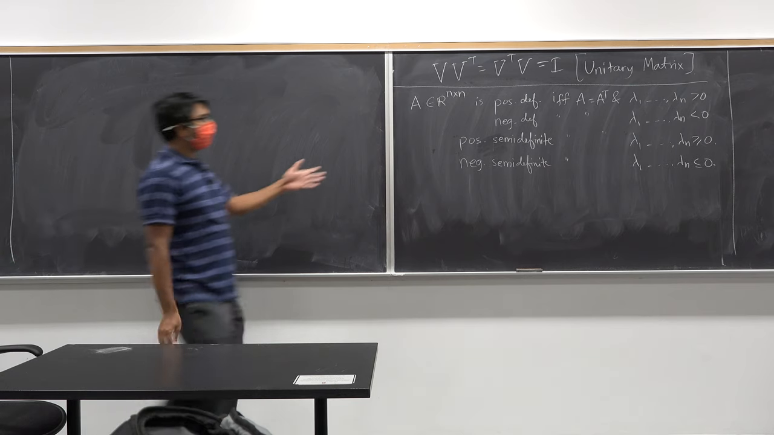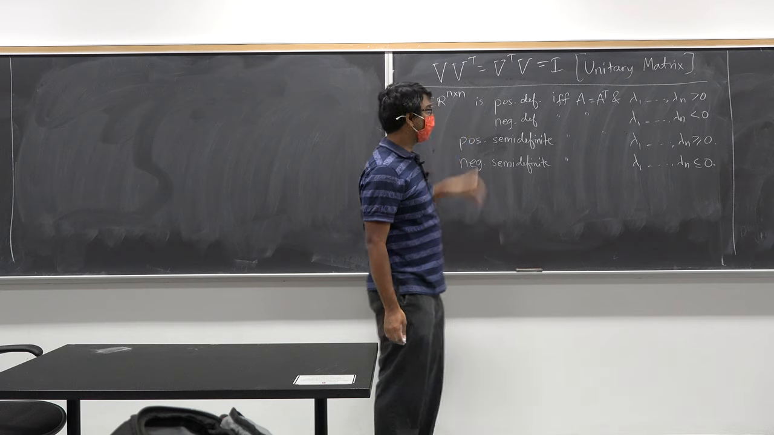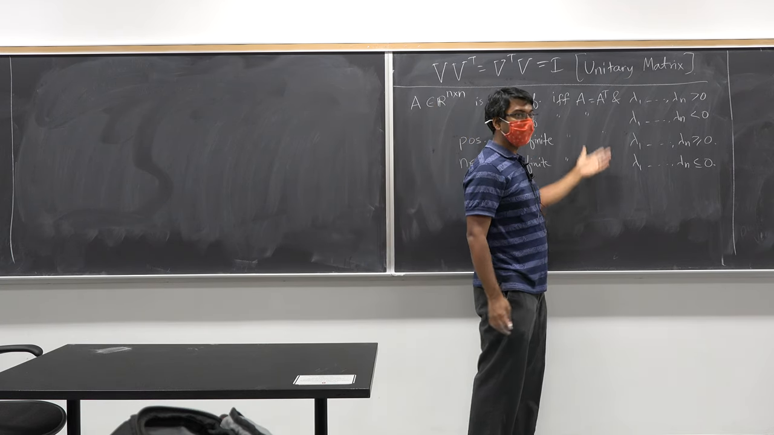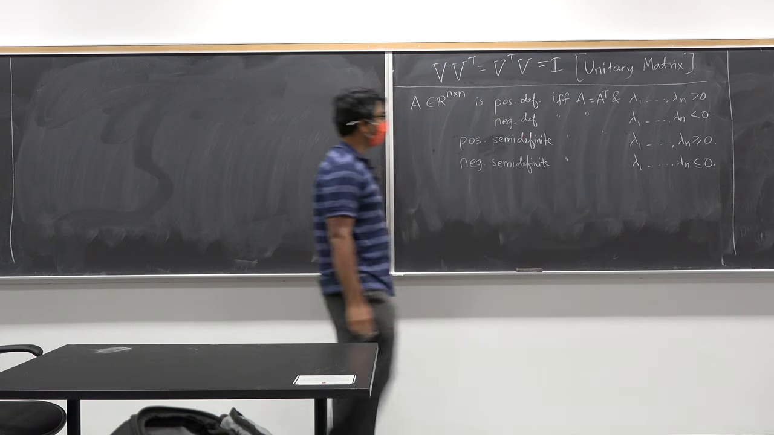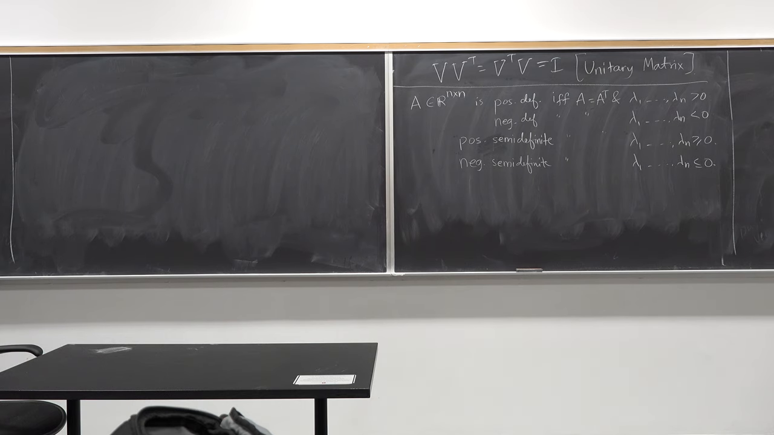Okay, so of course positive semi-definite and positive definite matrices inherit all the properties of symmetric matrices, because by definition they have to be symmetric matrices. All these matrices have to be symmetric and have to satisfy these conditions in order to be called positive definite or positive semi-definite matrices.